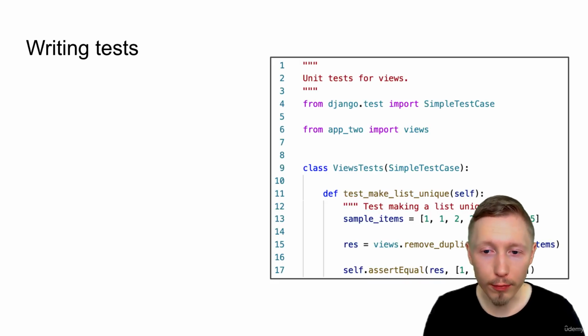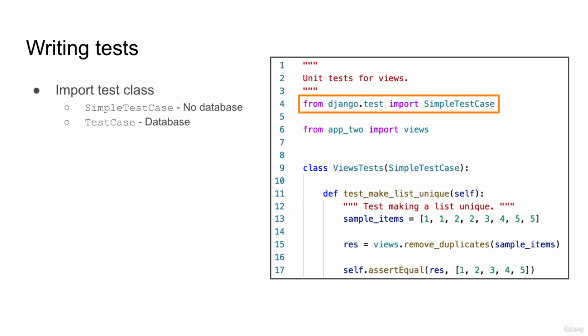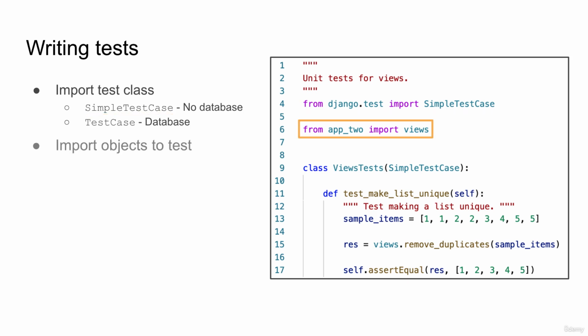Here's an example of some test code. So when you're writing your test inside your test module, the first thing you want to do is import either simple test case or test case, depending on which one you want to use. In this particular example, we don't need database integration, so we're going to use simple test case. Then you import the actual code that you want to test. So this could be a module, or it could be a specific function or a specific class. Whatever it is that you want to test in your test case, you need to import it at the top of the test module.